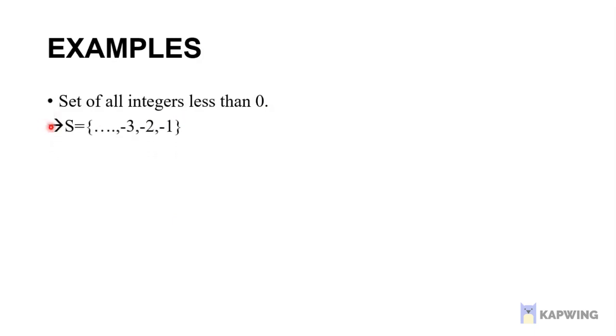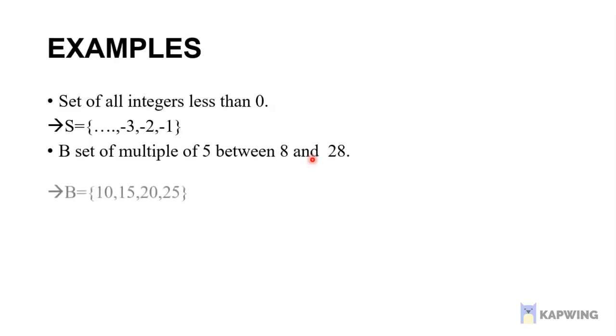Okay, so S, we have denoted S. If they have not given the set name, you can take any set name, A, B, C, as per your choice. Okay, next, B be the set of multiples of 5 between 8 and 28. So which are the numbers that are multiples of 5? 10, 15, 20, 25. Okay, these are the multiples of 5. So B is the set of 10, 15, 20 and 25.